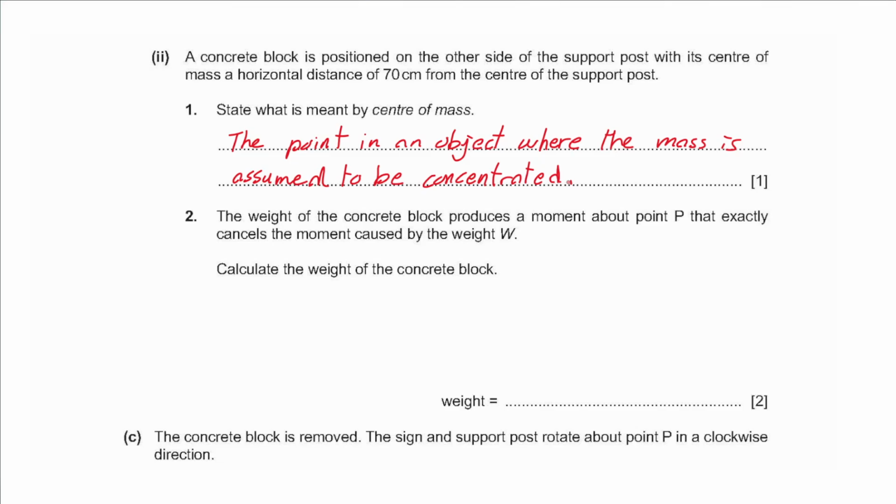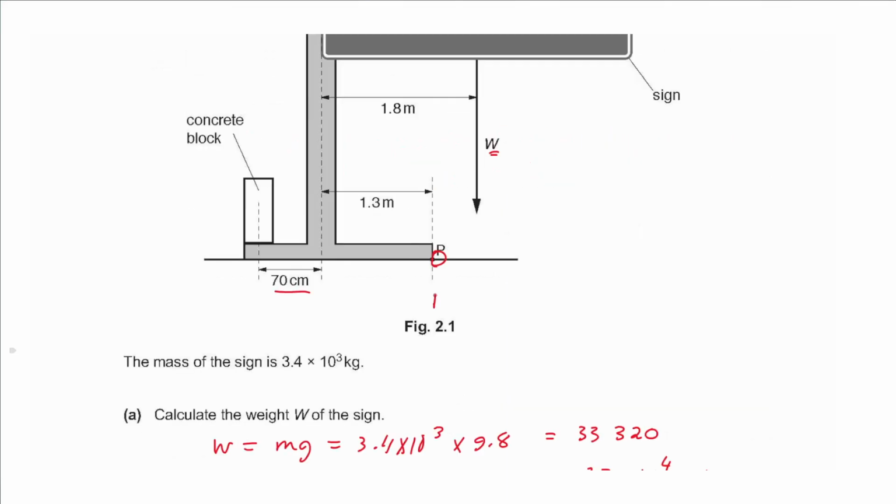Part 2 says the weight of the concrete block produces a moment about point P that exactly cancels the moment caused by the weight W. Calculate the weight of the concrete block. So about point P as a pivot, we have this distance, the difference between 1.8 and 1.3, that is 0.5, and we already calculated the clockwise moment of the weight.